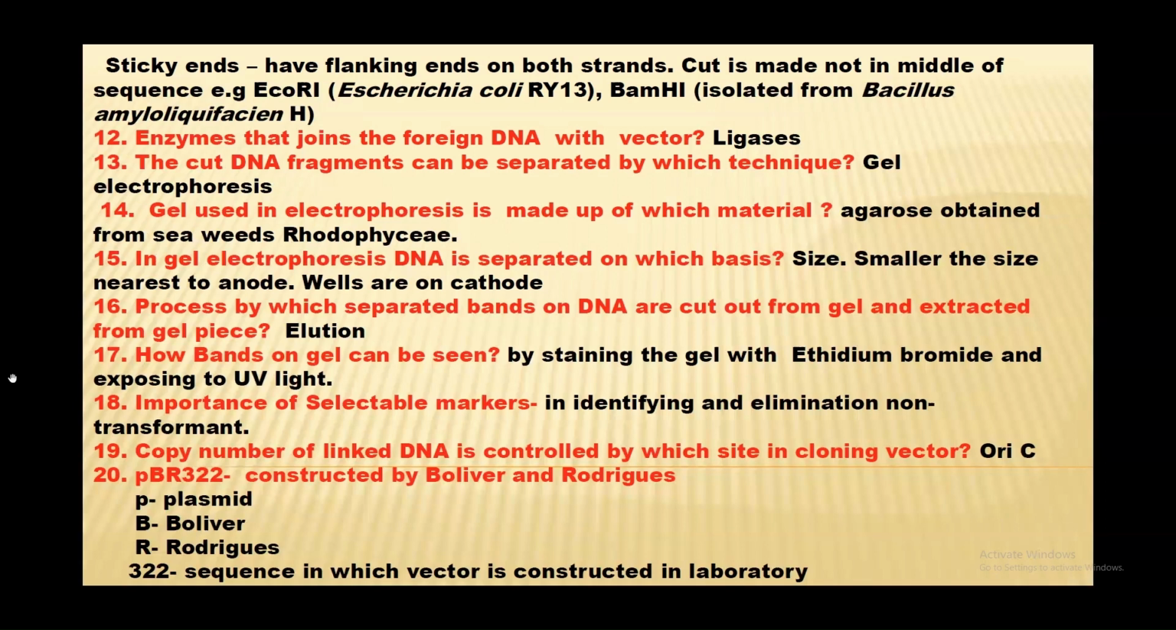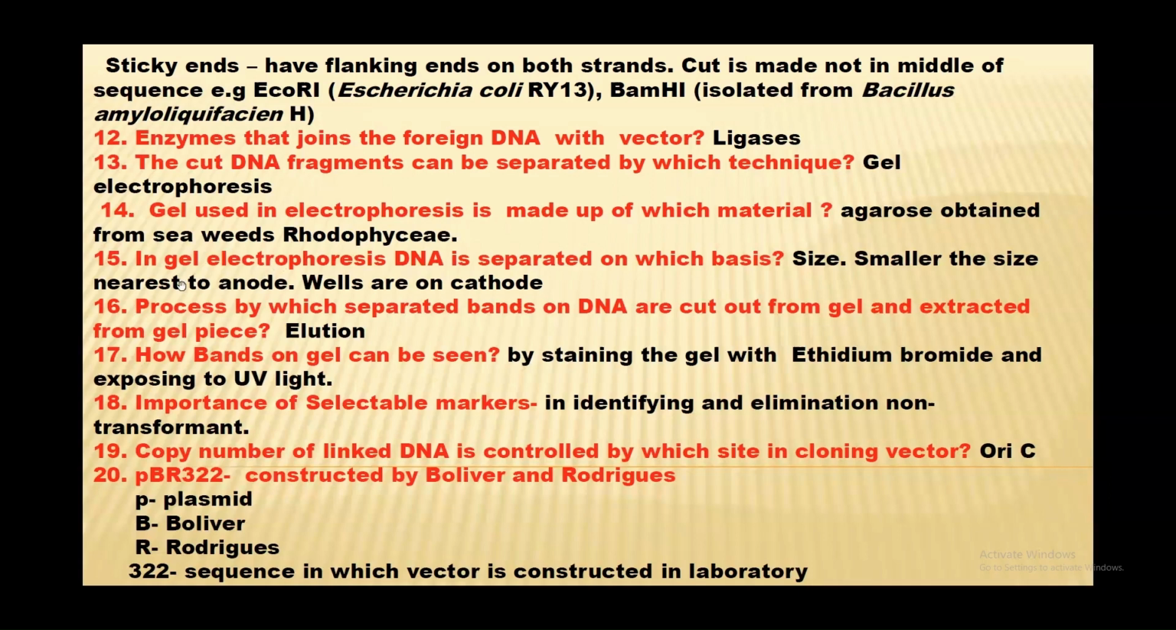The gel used in electrophoresis is made up of which material? Agarose, obtained from seaweed which belongs to the class Rhodophyceae, such as Gracilaria and Gelidium. The agarose gel is obtained from seaweed belonging to Rhodophyceae, for example Gelidium and Gracilaria. So these examples are given from the plant kingdom.